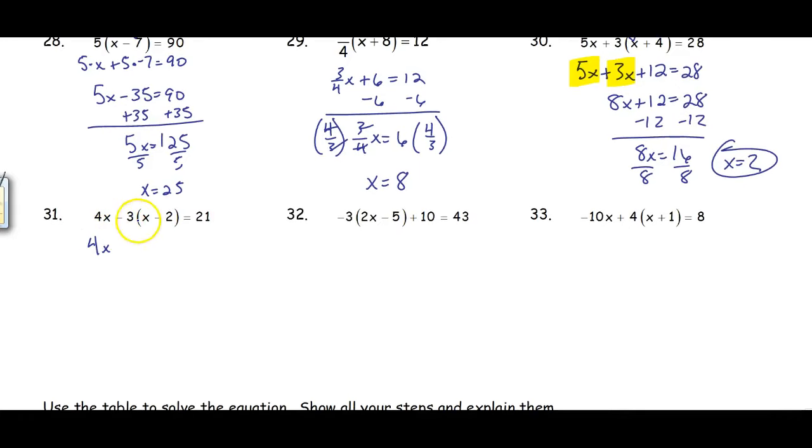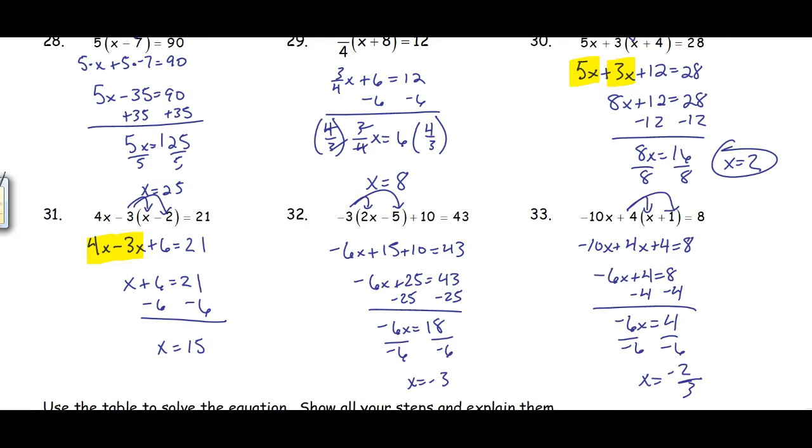4x comes down because we have to distribute -3 times x and -3 times -2. So -3 times x is minus 3x. -3 times -2 is plus 6 equals 21. Go ahead and combine your like terms. 4x minus 3x just makes 1x. So this one actually comes out to be a little easier because now we're subtracting 6 and you get x equals 15. All right, so let's go ahead and give you the opportunity to try a few on your own, and we'll check back in a second.